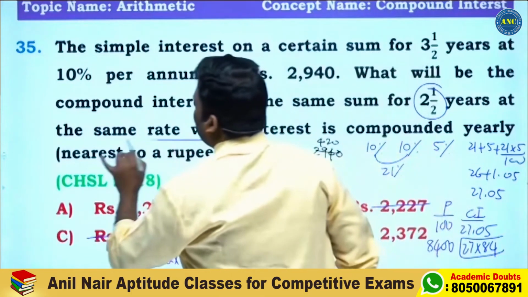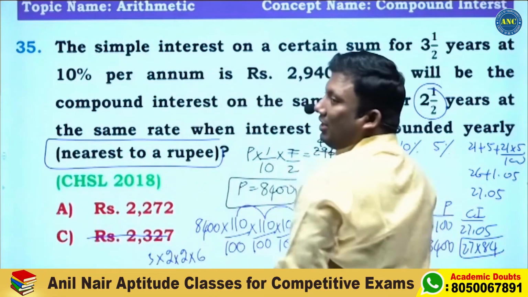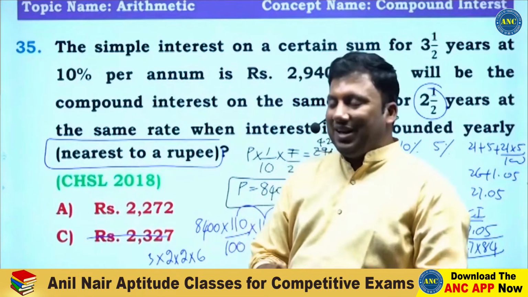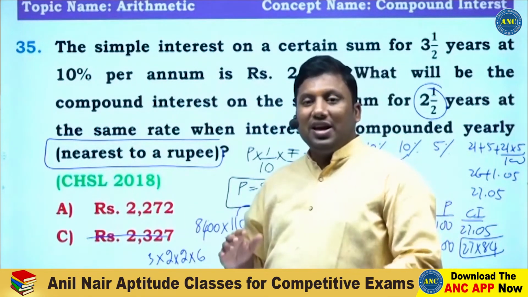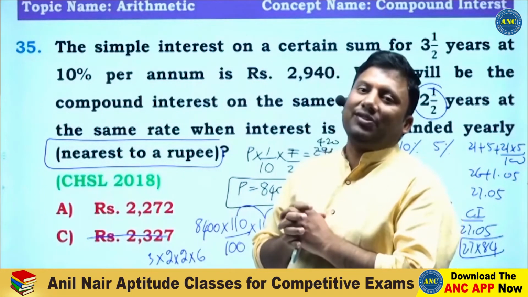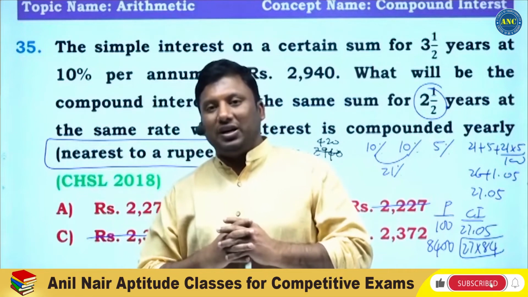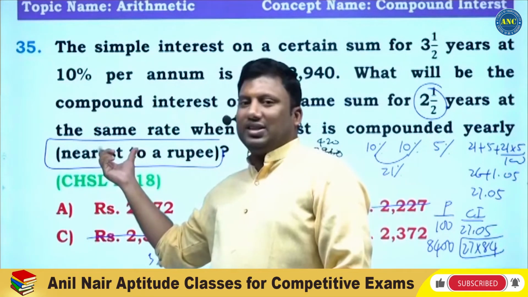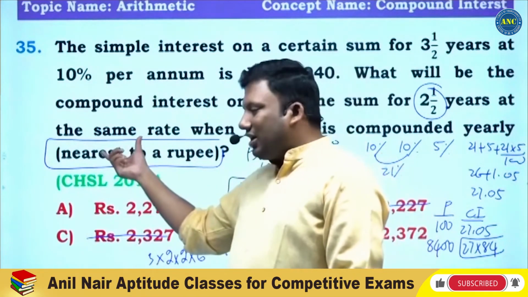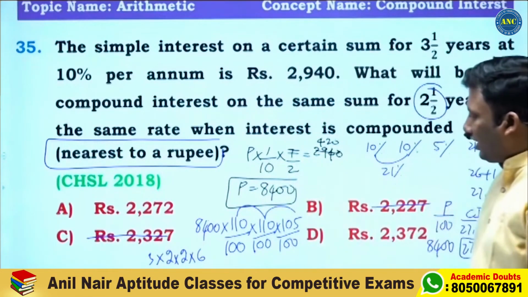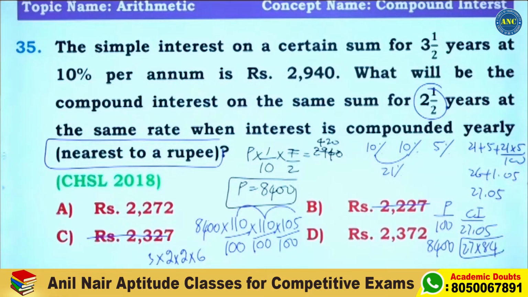Okay. It is given that it is nearest to a rupee. So he has asked for the closest answer. Digital sum may not be used. The nearest value of 3.1 is 3, but the 3.1 digital sum is 4. I did not notice it in this bracket. If it was not given, I would have used a digital sum. I hope the idea is clear.